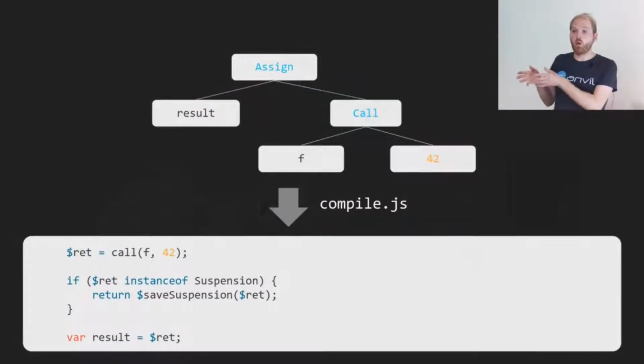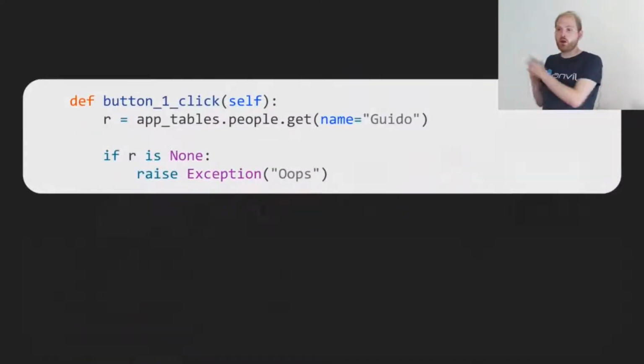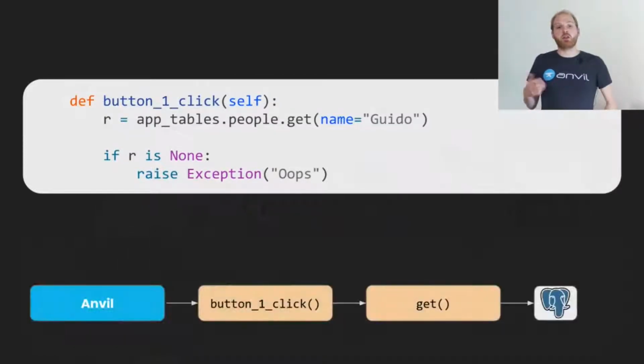And so we compile code like this into something like this. So we call the f function, and then we look at the return value. And if it's a suspension, then we save the state of the currently executing function as our own suspension and return that. Here's how that works in practice. So here we've got a somewhat idiomatic piece of code. The call stack looks like this. The Anvil runtime that's handling the user interface library has called the button one click function, which has called the get method on that database table, which has gone to the database, and the database has just blocked. And so to signal that it's blocked, the database code returns a suspension.